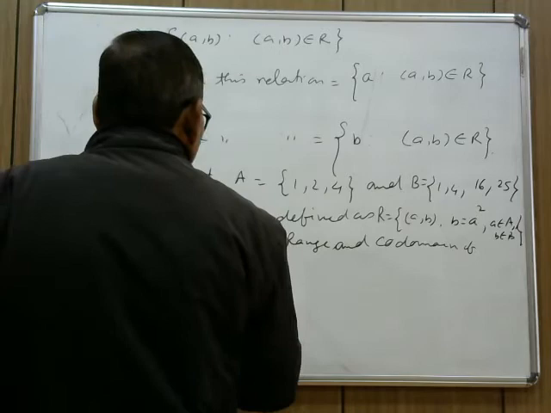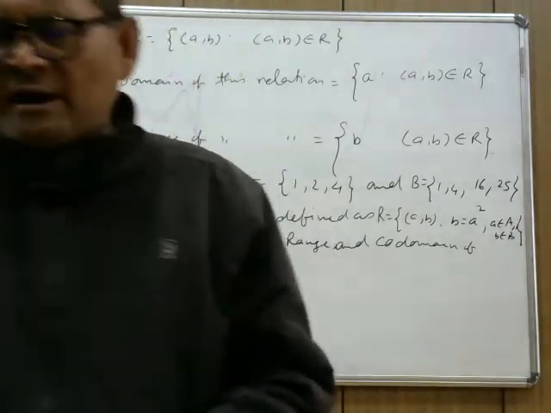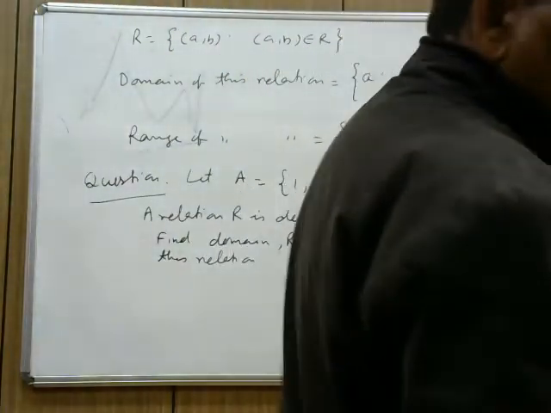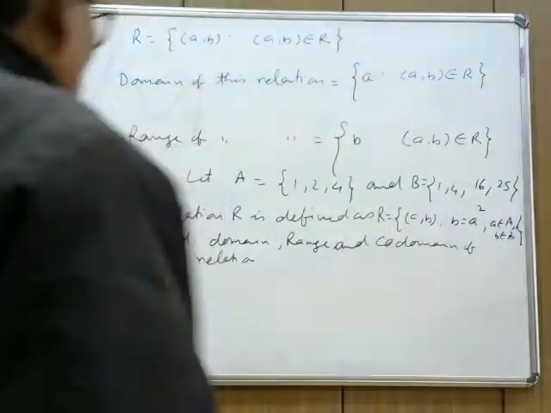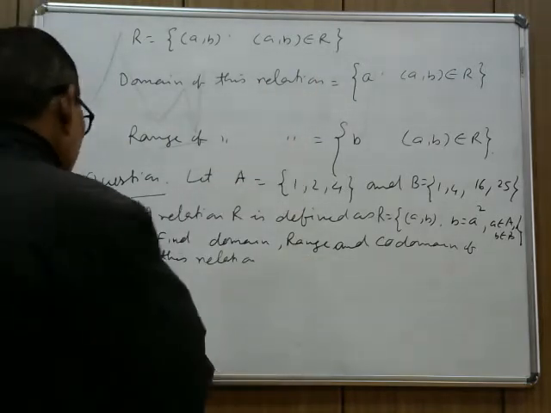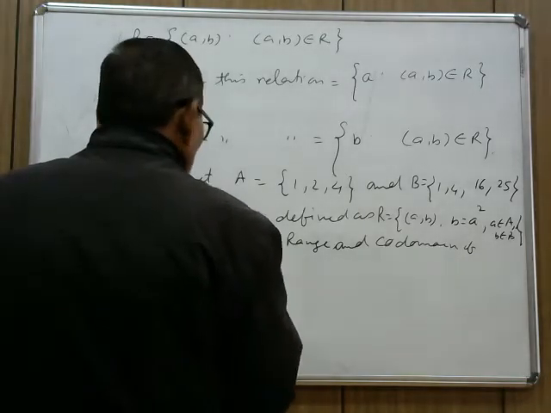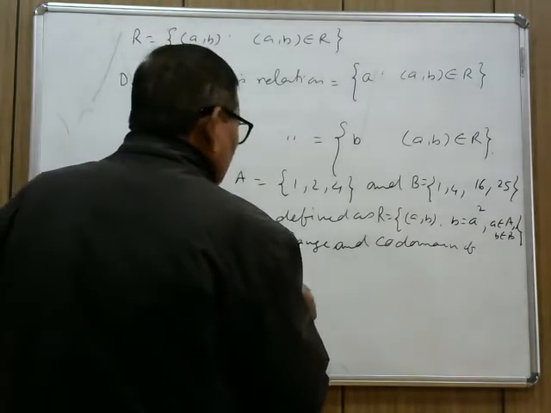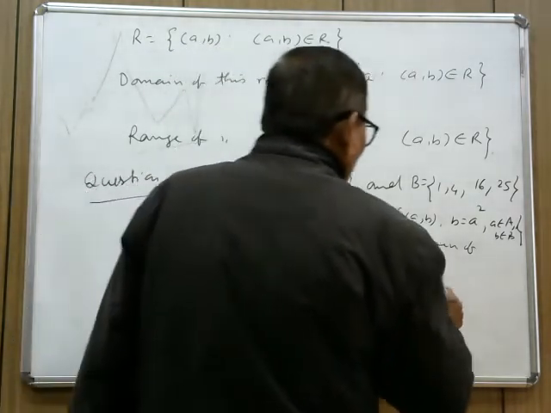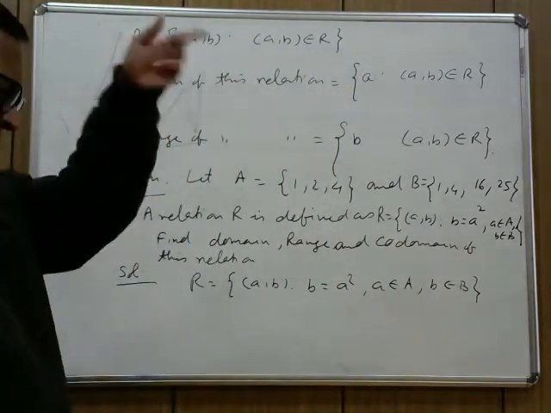That is the question. You have been given two sets A and B. I will represent this by an arrow diagram, but that is not asked in this question. Your set A and set B are given, and your relation R is defined as, I am writing the solution. You must be careful. Your relation R is defined as an ordered pair (A, B) such that B equals A square, where A belongs to set A and B belongs to set B. Now you start thinking.